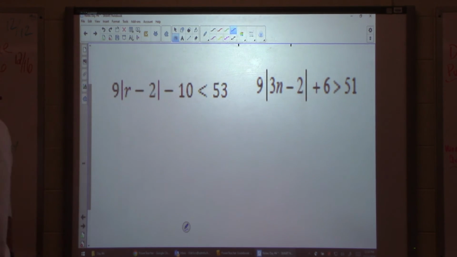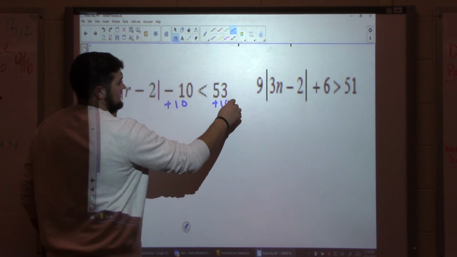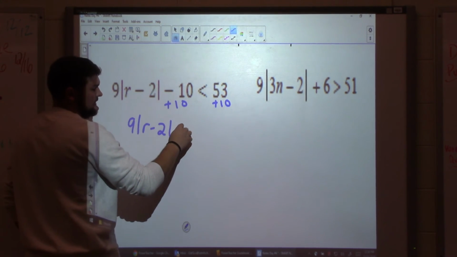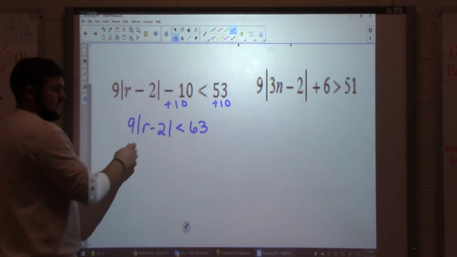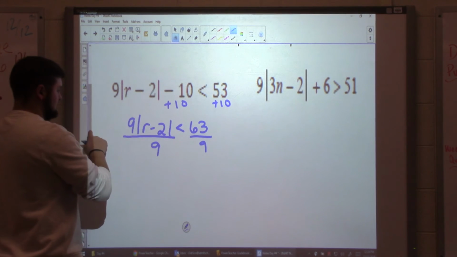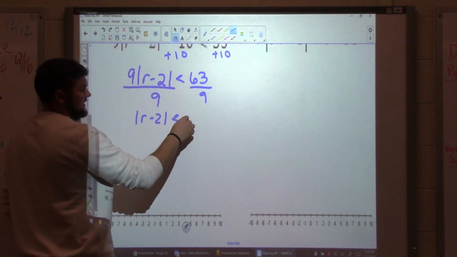Okay. How do I start this problem? What should I do first? Add 10, right? Get that absolute value by itself. Add 10. 9 times the absolute value of r minus 2 is less than 63. Then I'm going to divide by 9. The absolute value of r minus 2 is less than 7.